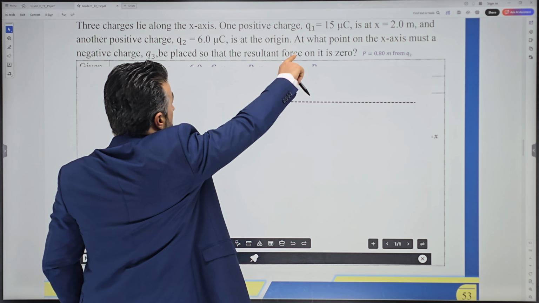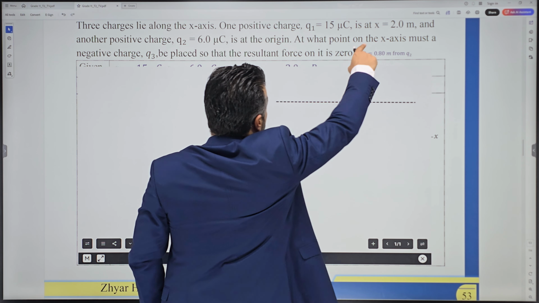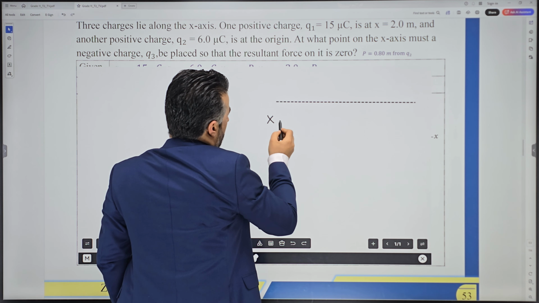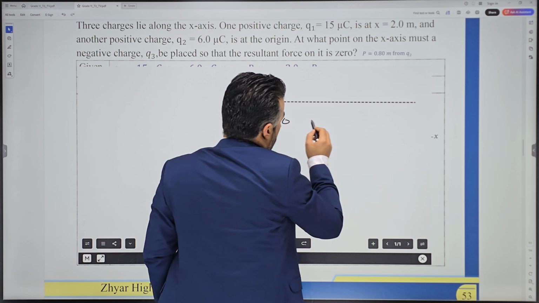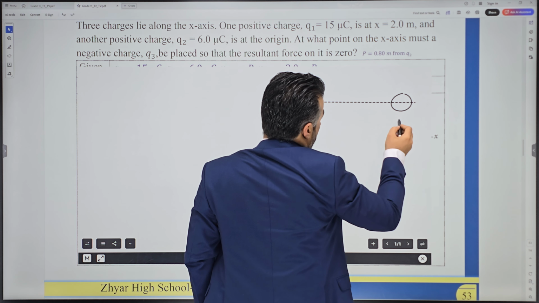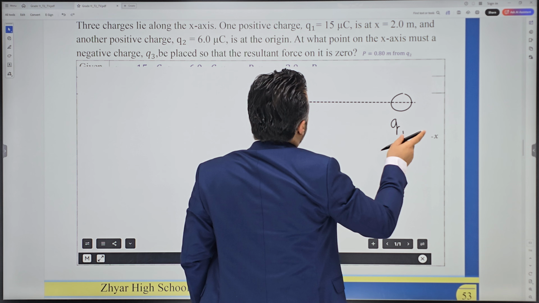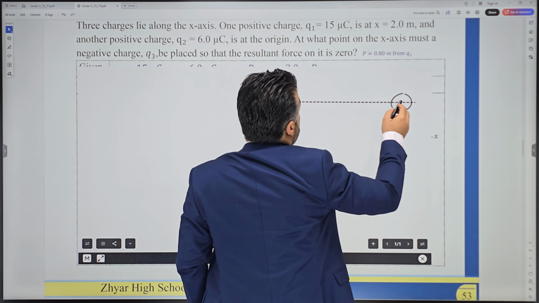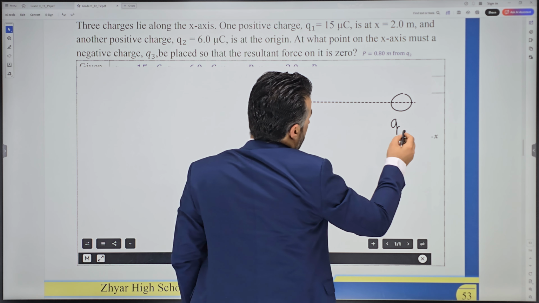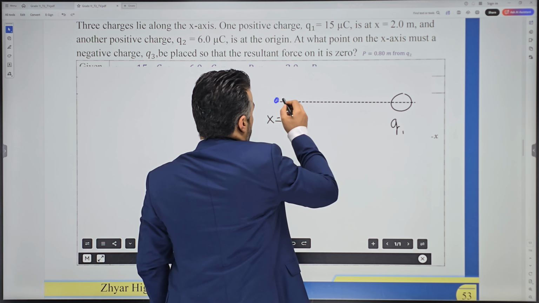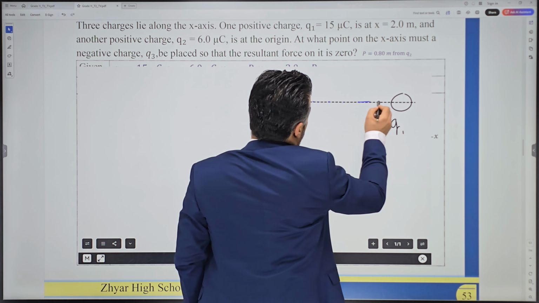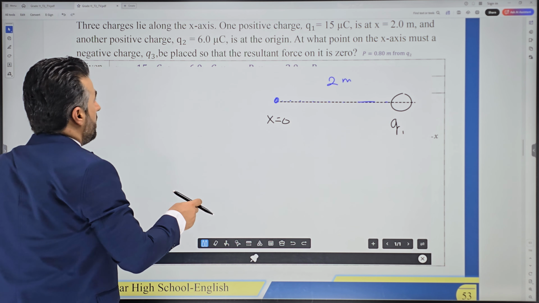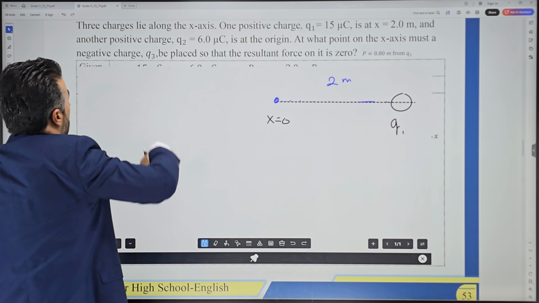So it says one positive charge Q1, which is 15 micro, at x equal to 2. So we can consider this, for example, to be the x origin or 0 here. You can call this one Q1, all right? Q1, the charge is 15 microcoulomb, but it is at x equal to 2 meters. So here, the distance, starting from the origin all the way, is equal to 2 meters. That is the first charge in here. And you can write down the value for the charge as given.